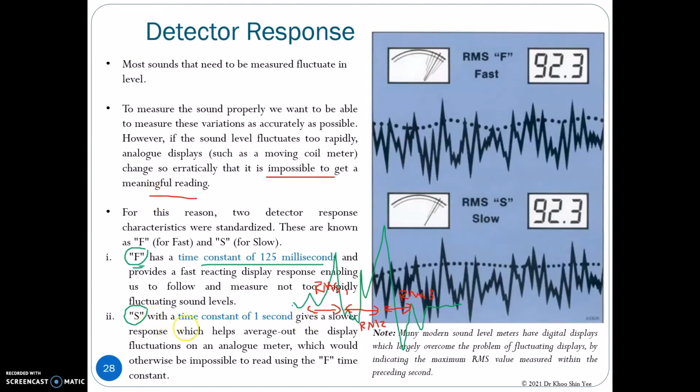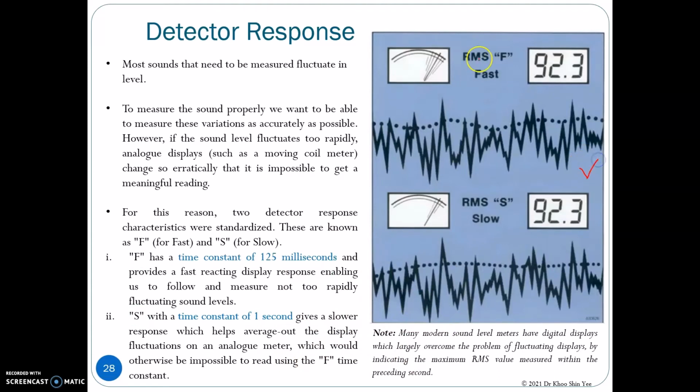Therefore, in this case, we will increase the time constant to 1 second by choosing the slow mode. So you will have a larger time interval where the time constant is equal to 1 second. By doing that, the whole pressure change will be captured and the average will be smoother.